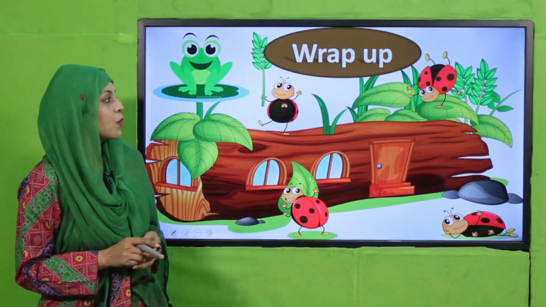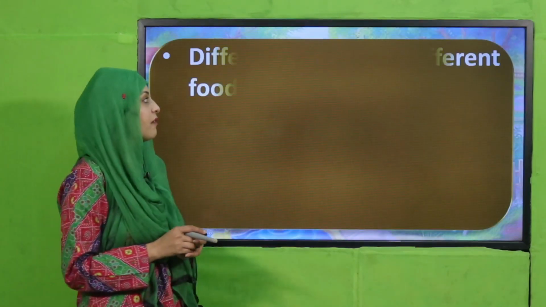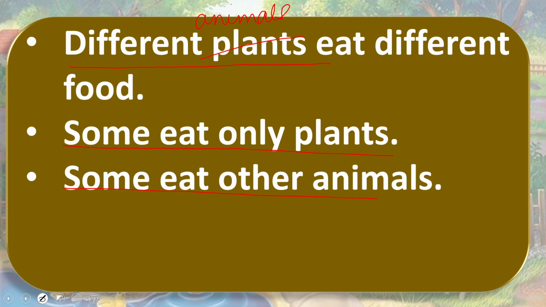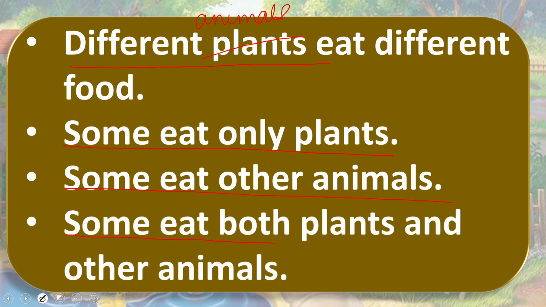Okay, now let's move forward towards the wrap up, my dear students. So today we have learned that different plants, different animals eat different foods, and some only eat plants, some eat other animals, some eat both plants and other animals.